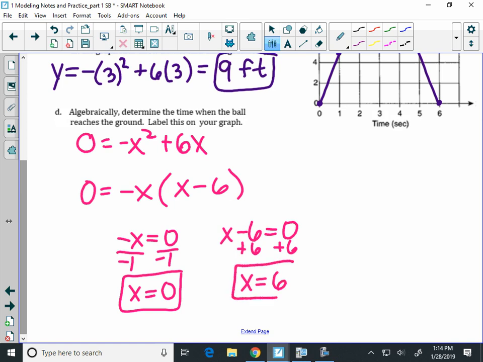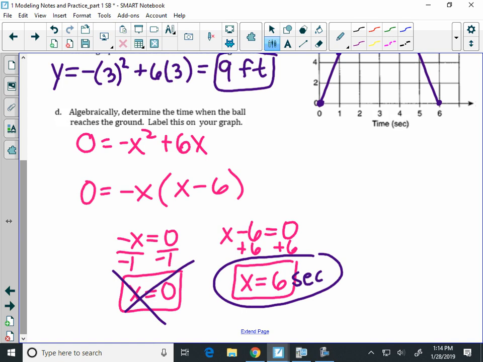6. Now, which one makes more sense for the time when the ball hits the ground? The 6. Why does the 0 not make sense? Yeah, well, that's where it starts, right? Time is 0. That's where the ball started. It doesn't make sense to hit the ground when you haven't started yet. So the 0 doesn't really make sense in this context. Right? So 6 seconds is. We good? Not too hard still. This is the easy day.